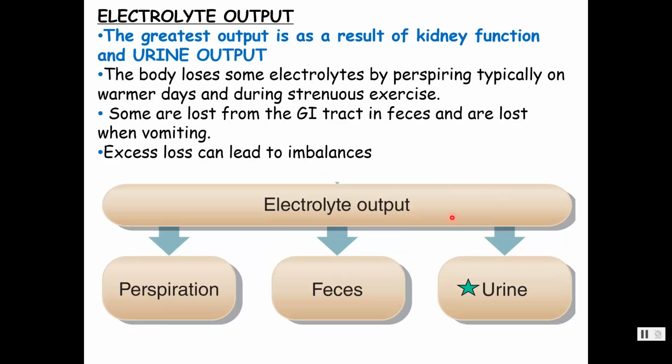As far as electrolyte output, number one, once again, is going to be through urine output. We also lose some when we sweat, we lose some electrolytes, and then also we can lose our electrolytes through feces. Definitely when someone has gastrointestinal distress, if they've got diarrhea, also when vomiting, then you can get extreme electrolyte loss that can lead to imbalances.